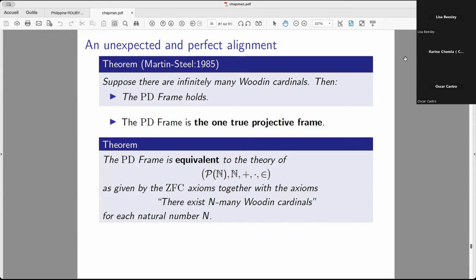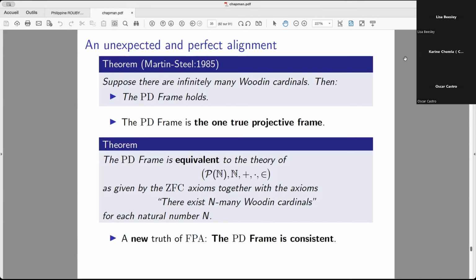The PD frame is equivalent to the theory of second-order number theory given by the ZFC axioms, together with the axioms there are n many Woodin cardinals as a scheme on n. So infinity forces the PD frame to be true. That's the Martin-Steel theorem. But you get a perfect alignment. You know exactly how to calibrate the PD frame in terms of infinity notions. So that looks pretty good.